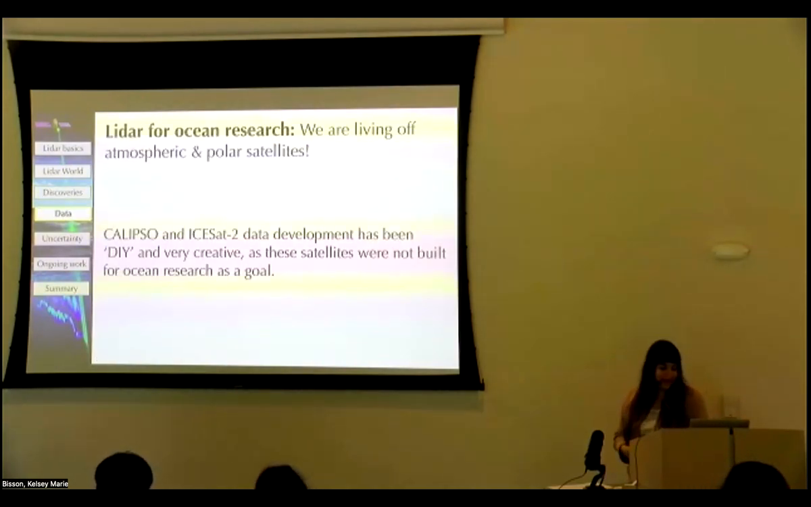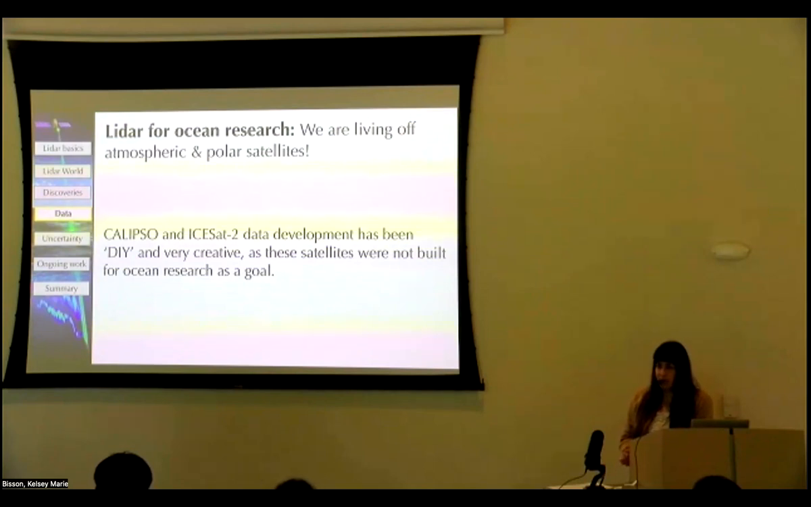Another point that I'll probably make a lot throughout this talk is that both satellites that I've mentioned were designed for different purposes. And so as an ocean community, it's really taken a very collaborative DIY type effort to use these data for our own curiosities, which is great because it invites more collaboration, open source science, and invention.